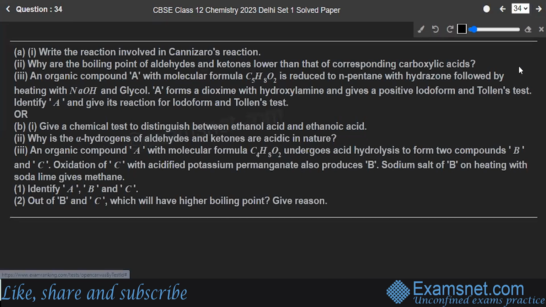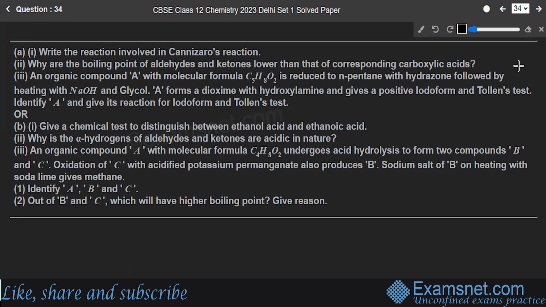Write the equation involved in Cannizzaro reaction. Number 2, why are the boiling points of aldehydes and ketones lower than that of the corresponding carboxylic acids? Number 3. So again, you have a choice between A and B. You have a choice question. You can attempt any of these.